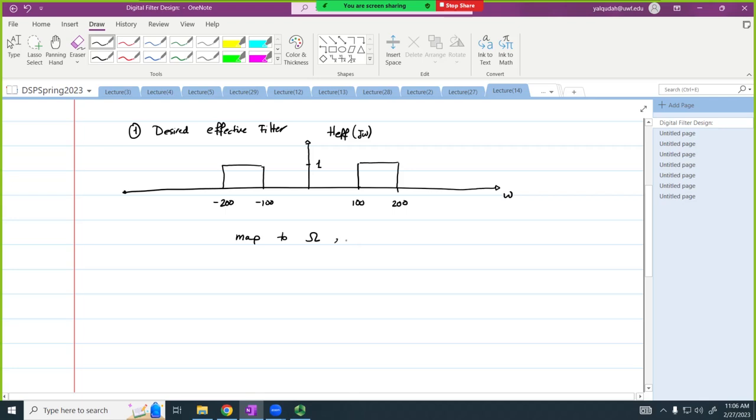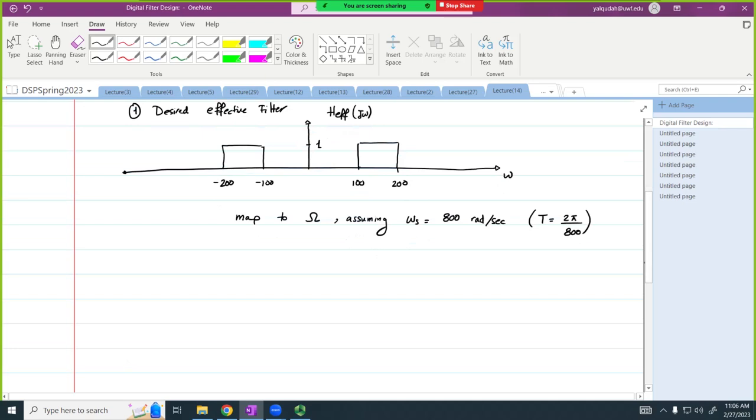So let's assume omega sampling is equal to 800 radian per second. Okay? So we have a discrete time signal that has that spectrum. It's sampled at this rate, 800 radian per second. And therefore, the sampling time, T, is equal to 2 pi divided by 800. Omega is equal to W multiplied by T. Okay. So therefore, we can map this filter response to discrete time frequency.